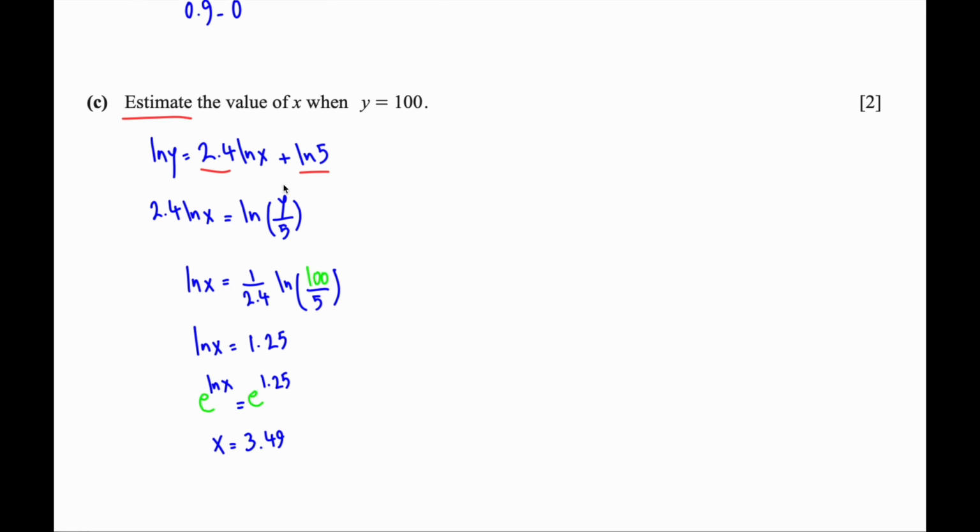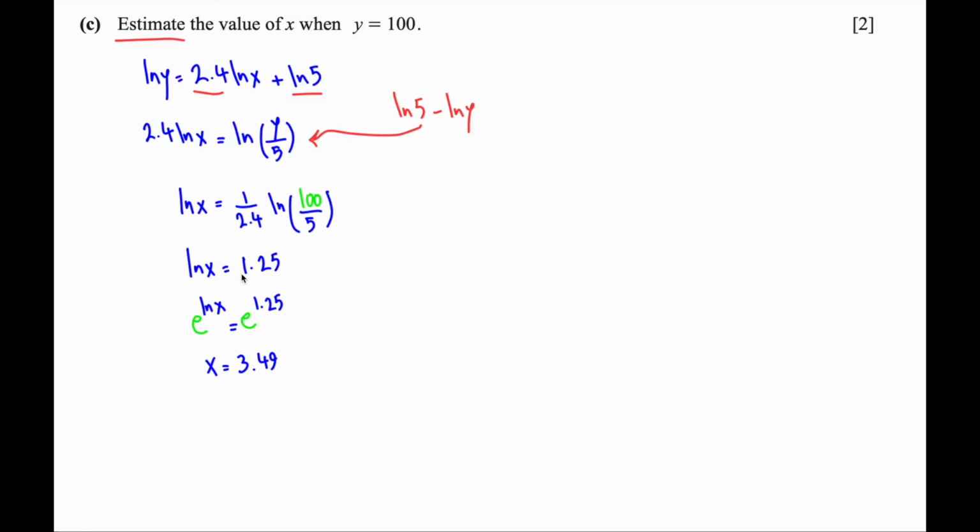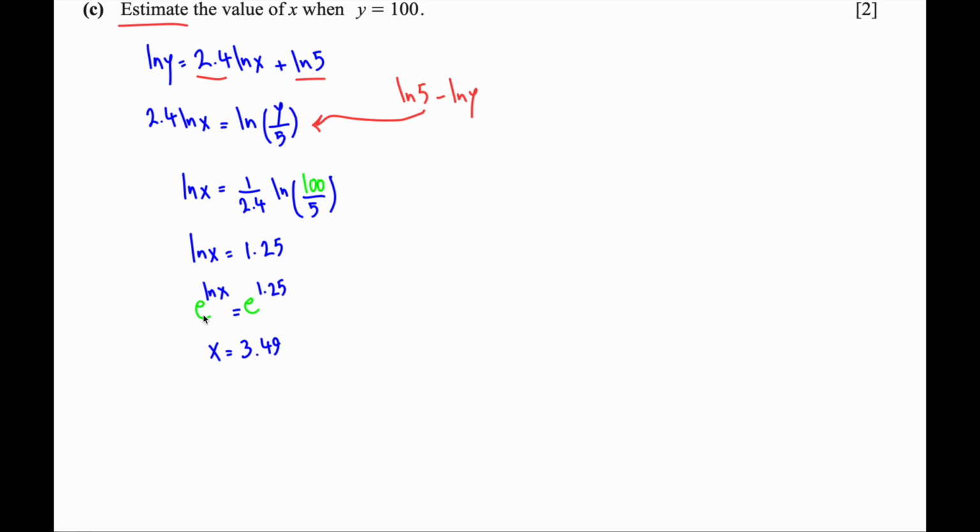But I'd rather tidy up a little bit, isolate the ln x on the left hand side, and you can also combine these two lns, because ln 5 minus ln y can be written as this. You just divide the arguments to each other, and then I have to get rid of the 2.4, divide both sides by 2.4, and I have ln x equals 1.25.